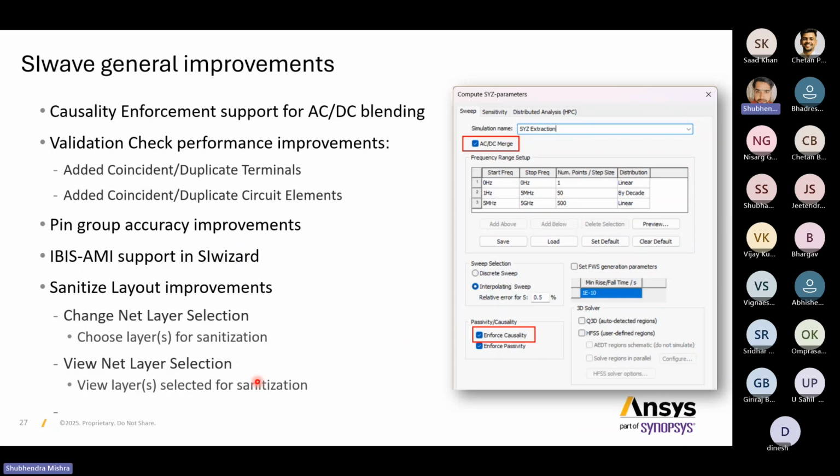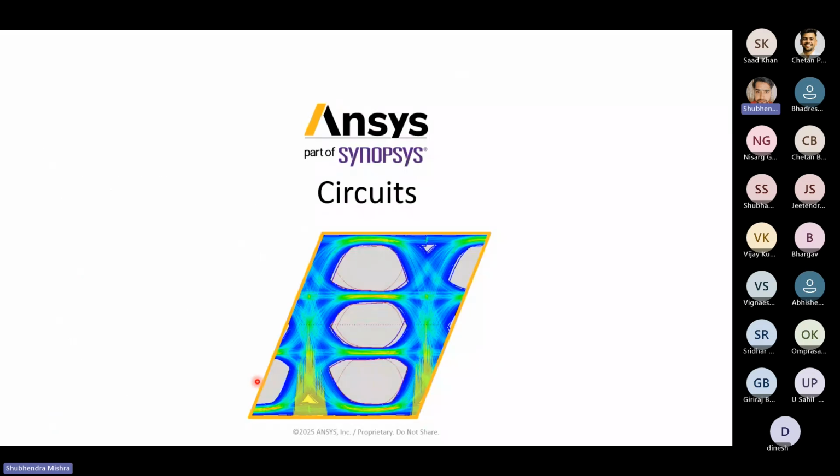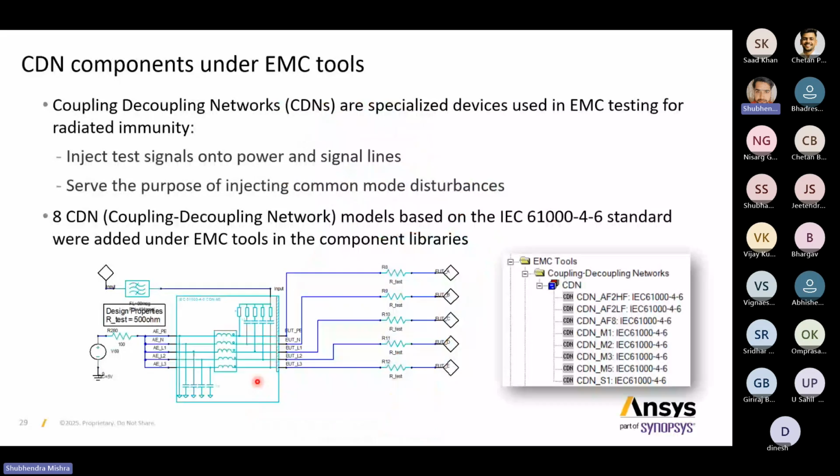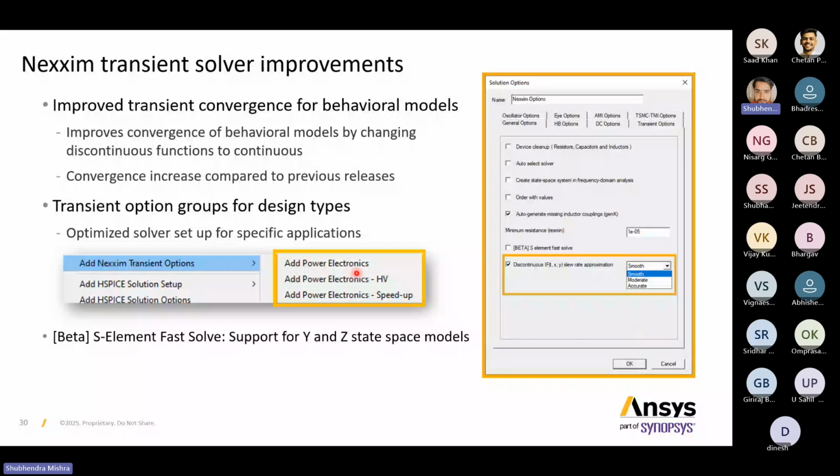When I talk about the circuit part, HFSS circuit, there are multiple EMC tool components. Coupling, decoupling, and network components are improved, so you can directly use these for your EMI/EMC applications. You can now directly add your power electronics components. You can also speed up your simulations. You can go with the solution options and give the minimum resistance, whatever you want, directly in the circuit simulations.